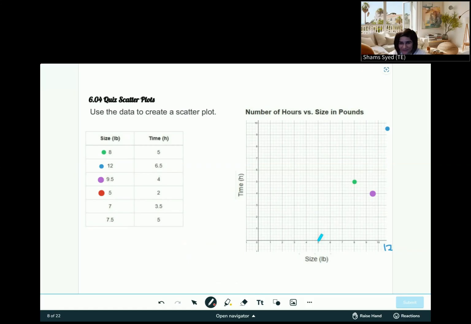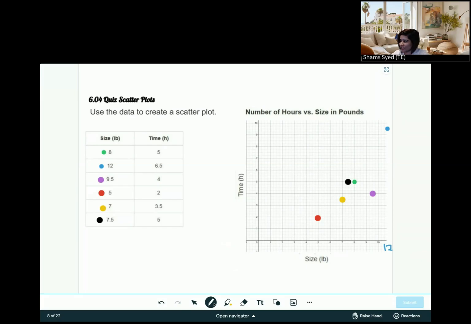When size in pounds is 5, I go up only 2. Next, when size is 7, go to 7, and how much do you go up? Just 3.5 more. Is anybody confused about putting points on the graph? So far, let us know. Last one, we can just use a black one. 7.5, between 7 and 8, you go up 5. And here you are with your scatter plot. Notice the scatter plot has fewer points.